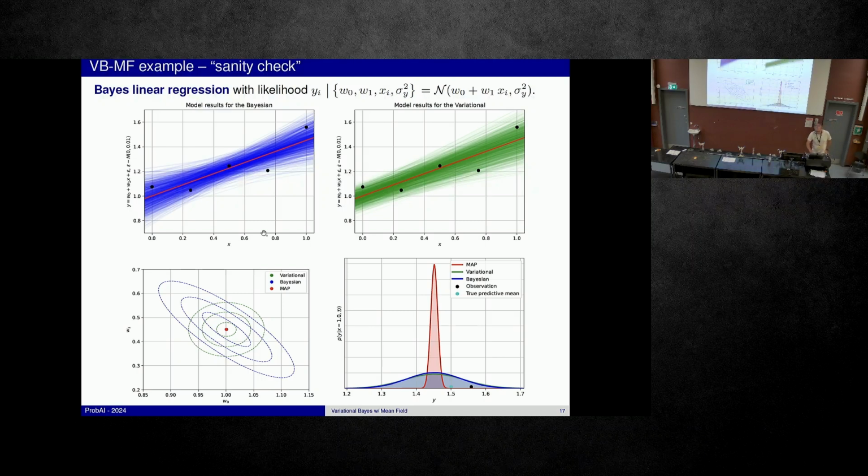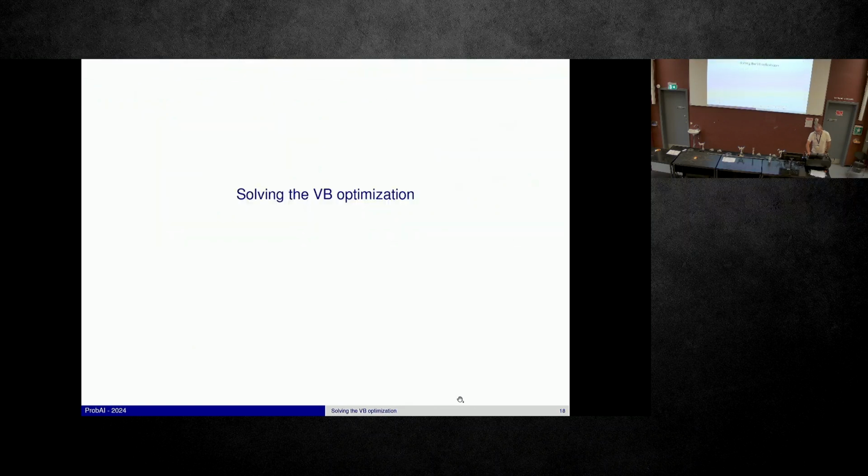Good. The posterior predictive is more or less the same for the variational approximation as it was for the Bayesian, which is a good thing at least. Are there more questions on this before we really start with the pencil-pushing slides? Good.